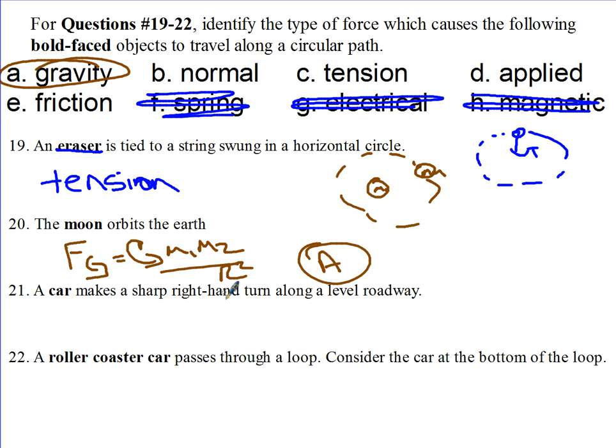Now, a car makes a sharp right-hand turn along a roadway. Whenever we talk about cars on roads, we're always talking friction. Okay, so the answer here is E, friction.